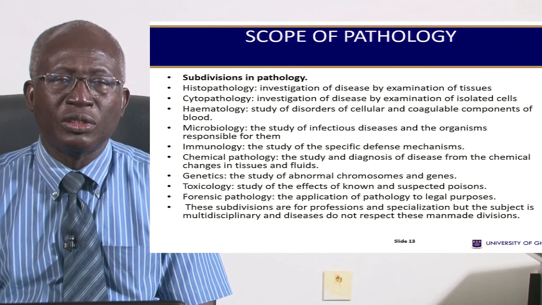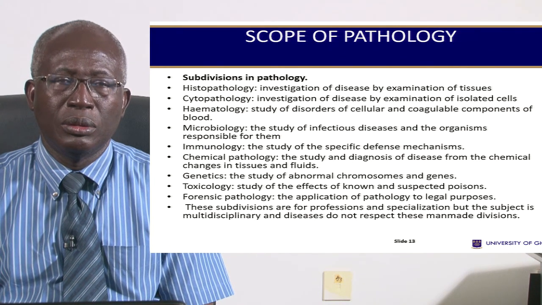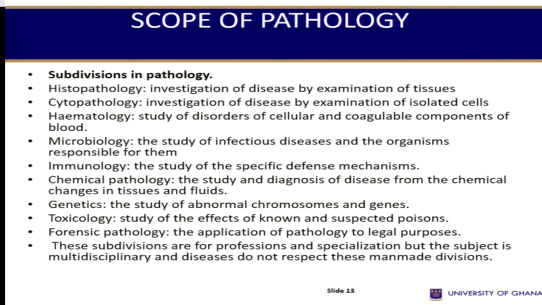What are the subdivisions in pathology? Histopathology. This is where we study disease by examination of tissues. Cytopathology is the investigation of disease by examination of isolated cells. Hematology is when we apply these methods to the study of disorders of cells and the coagulation components in the blood.